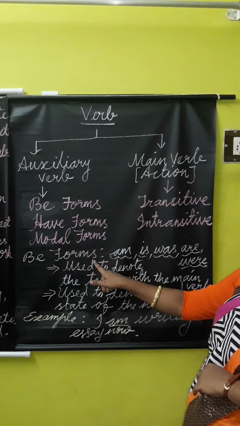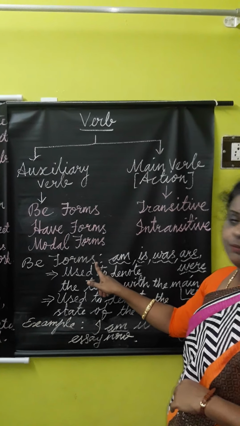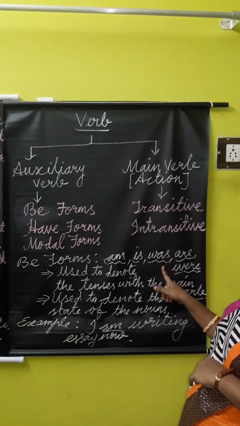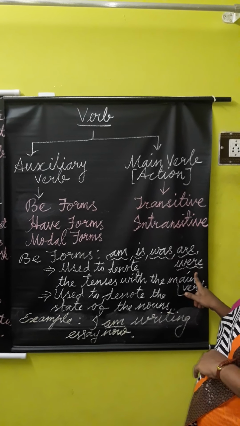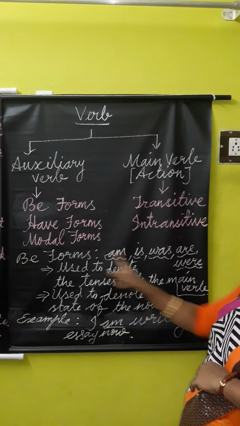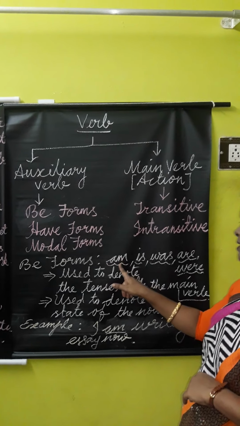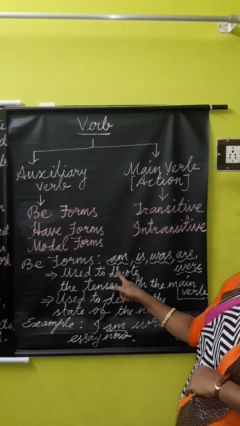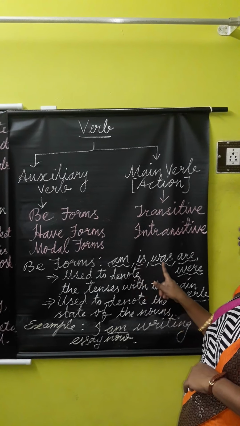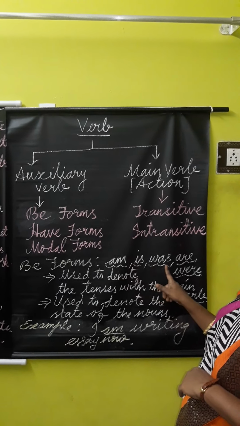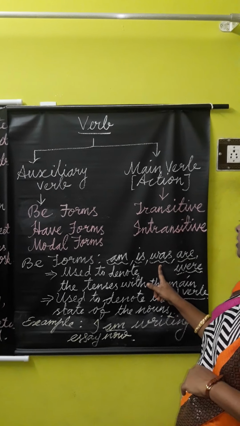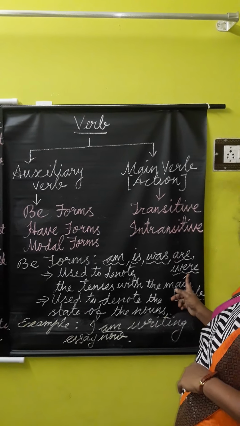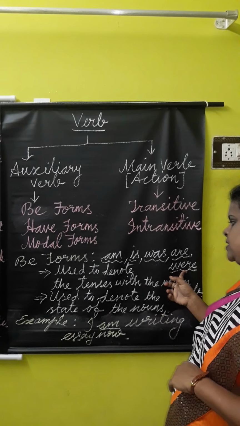Be forms. What are the be forms? Am, is, was, are, were. These 5 are the be forms. And am is always used for the subject I. And is, was, these 2 verbs will be used for the singular subjects. And are, were, these 2 will be used for the plural subjects.